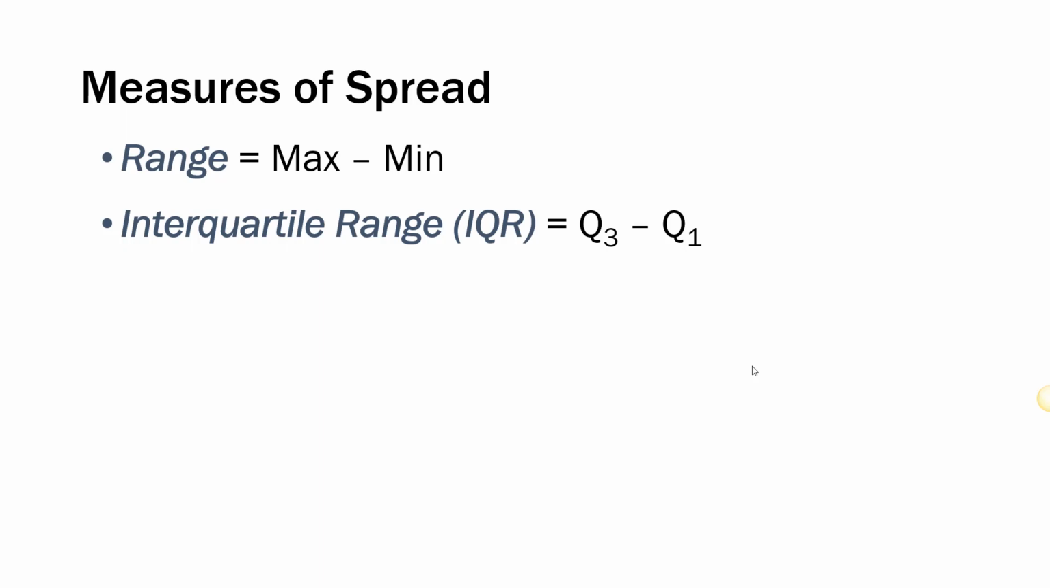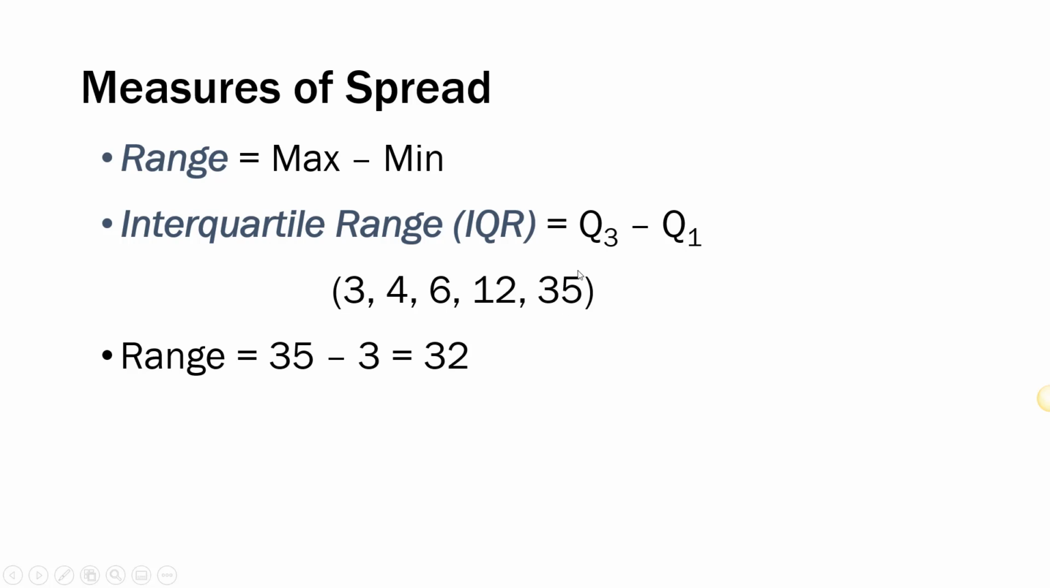We also like to look at the interquartile range, or the IQR, and that's computed by taking the value of Q3 minus the value of Q1. So for my data set, here was my 5-number summary. So remember, this is minimum, Q1, median, Q3, and the maximum. So to find the range, I take the maximum, which is 35, minus the minimum, which is 3, and that gives me 32 for the range. And my IQR is going to be Q3 minus Q1. So Q3 was 12, Q1 was 4, so my IQR is 8.